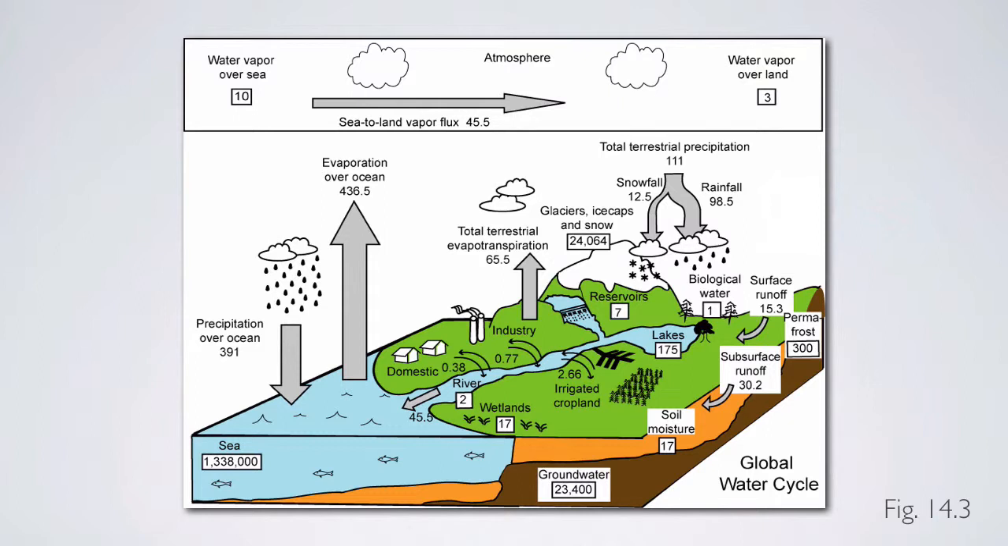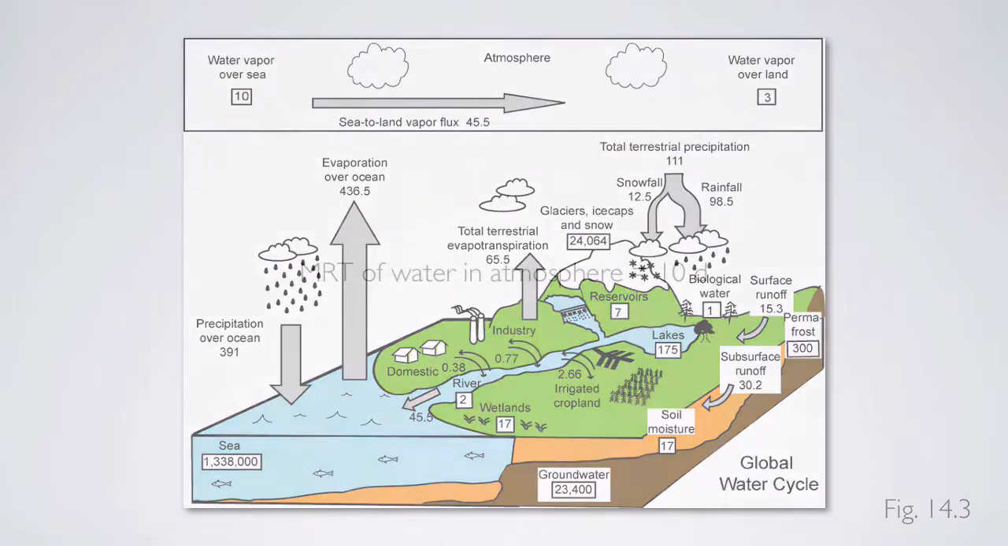Now we can also take a look at how long water spends in the atmosphere, as well as other different pools, to get an idea of the mean residence time of water in these different components. It's somewhere on the order of 10 days is the mean residence time of water in the atmosphere. Water that enters the atmosphere stays there in vapor form or in clouds, and it's about 10 days before it falls to Earth as precipitation.